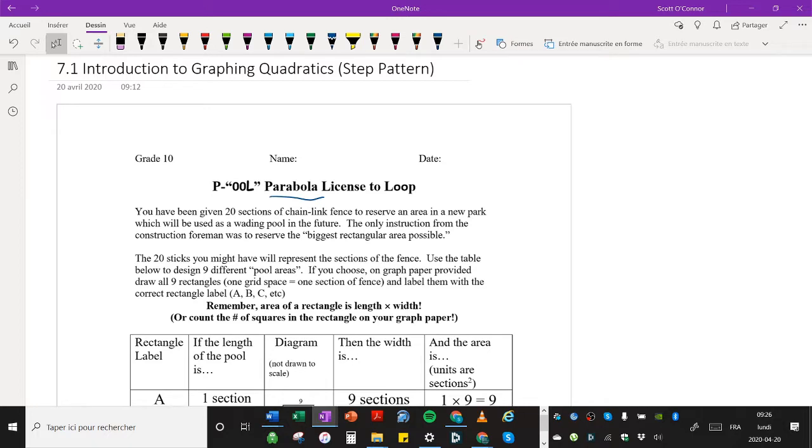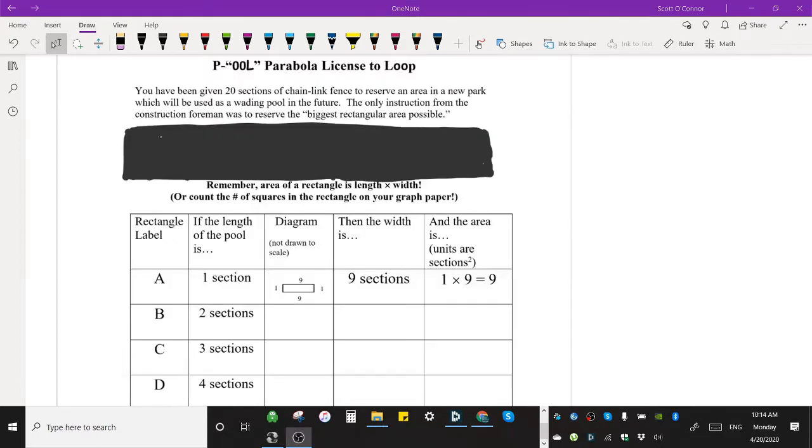It says you have been given 20 sections of chain link fence to reserve an area in a new park, which will be used as a wading pool in the future. The only instruction from the construction foreman was to reserve the biggest rectangular area possible. Alright, so to figure out what is the largest rectangular area possible, we're going to use this chart down below.